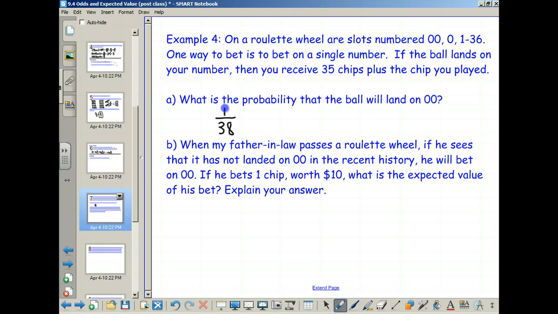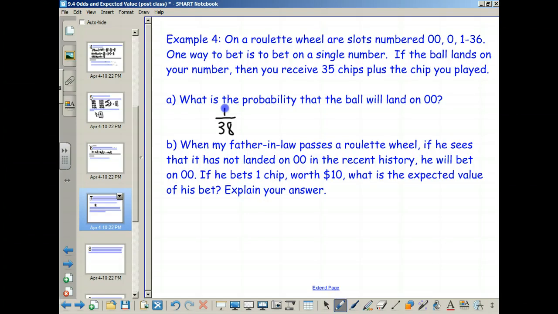0, 00, and 1 through 36. The slots are actually colored as well, and so you can bet on colors too. And they aren't colored half red and half black, actually. The 0 and the 00 are both colored green, and then all the other numbers are colored every other in red and black. So there's not a way to actually have a 1/2 probability with those numbers.